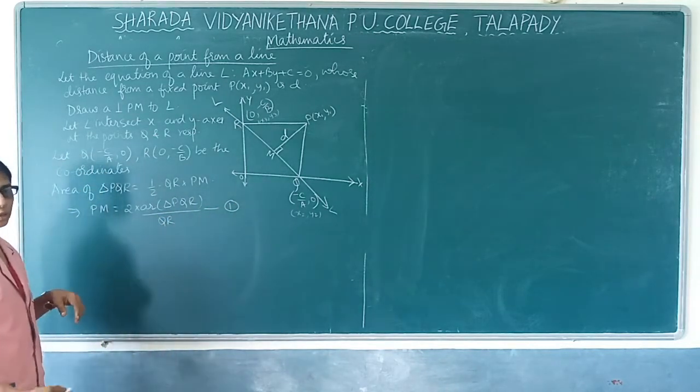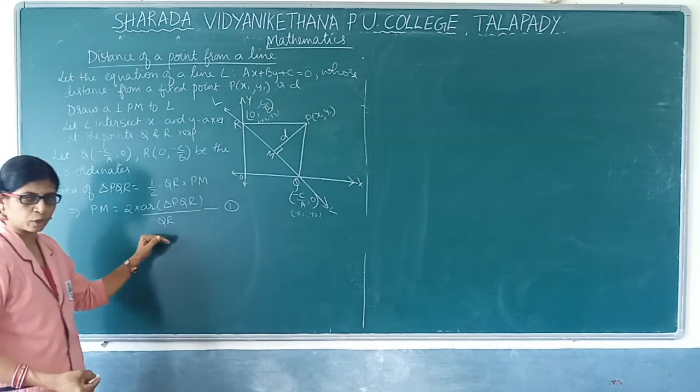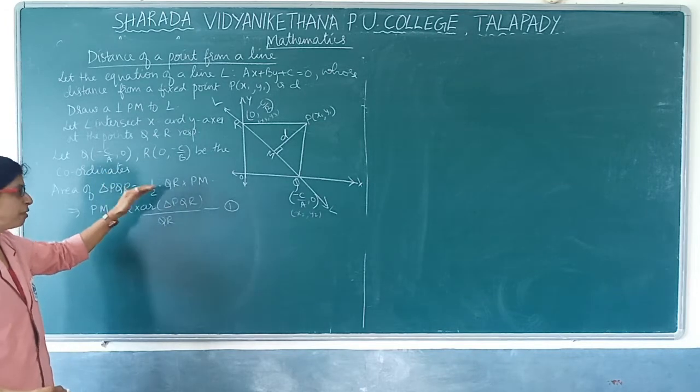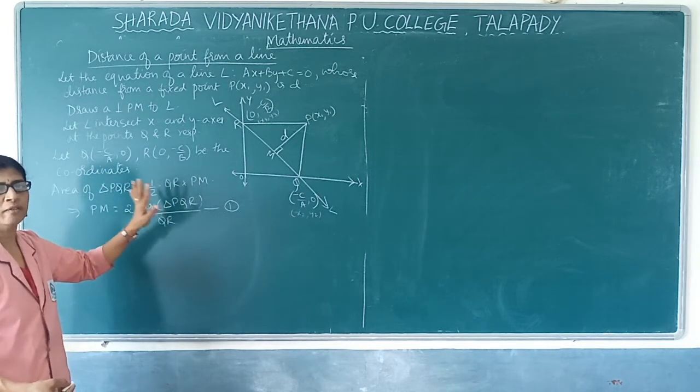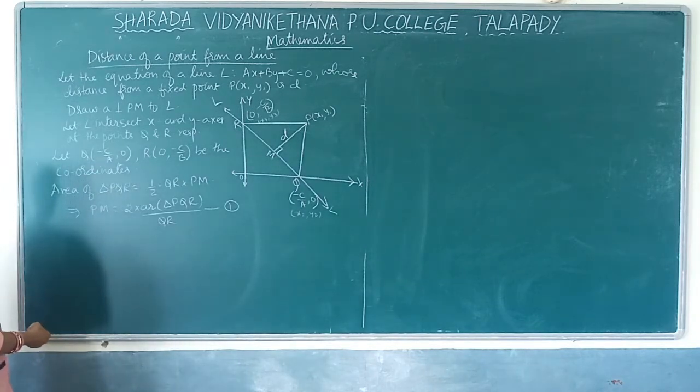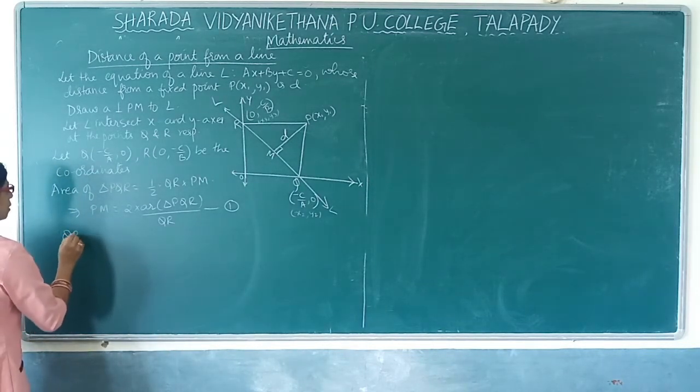So now what I am going to do is, first we will find an expression for QR, then we will find an expression for the area of this triangle, then we will substitute in this equation, cancel and simplify. Then we will get the required expression for d, which is nothing but PM. So first we will use the distance formula and find QR.